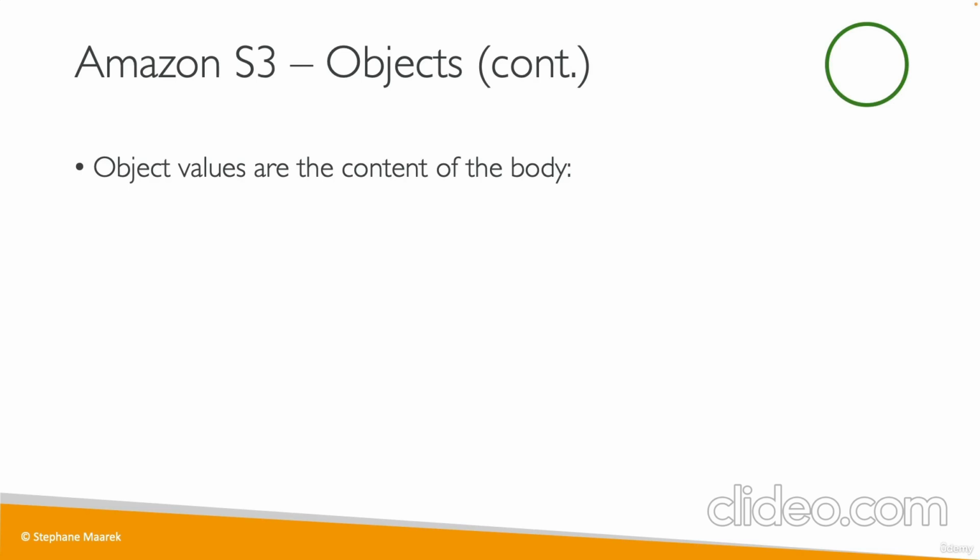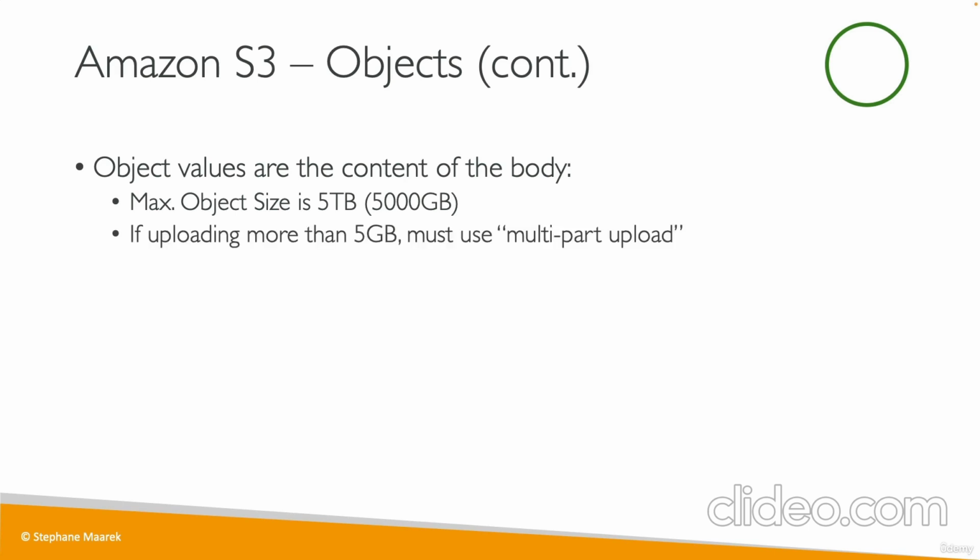Now the objects, what are they? Well, the values are the content of the body. You can upload a file, you can upload whatever you want into Amazon S3. The max object size is 5 terabytes, which is 5,000 gigabytes. And if you upload a file that is greater than 5 gigabytes, so a big file, then you must use multi-part upload to upload that file in several parts.